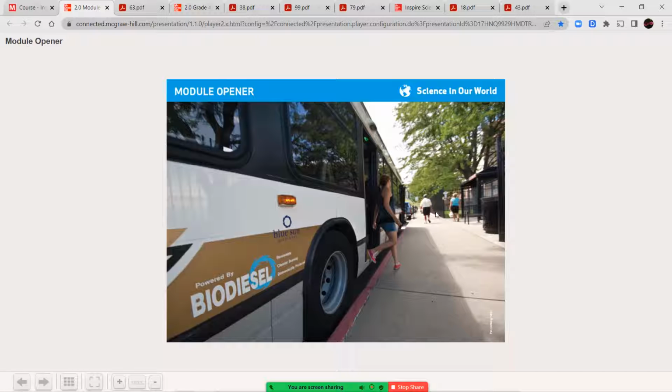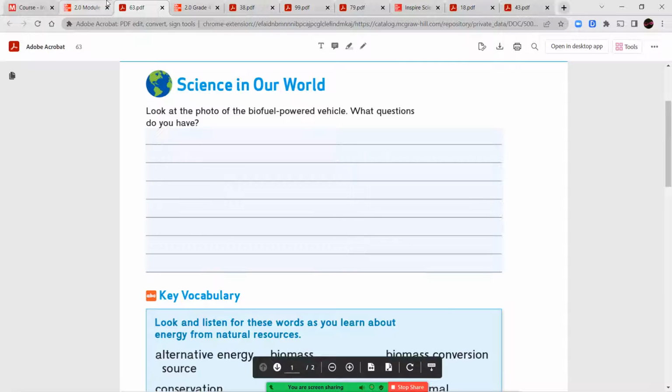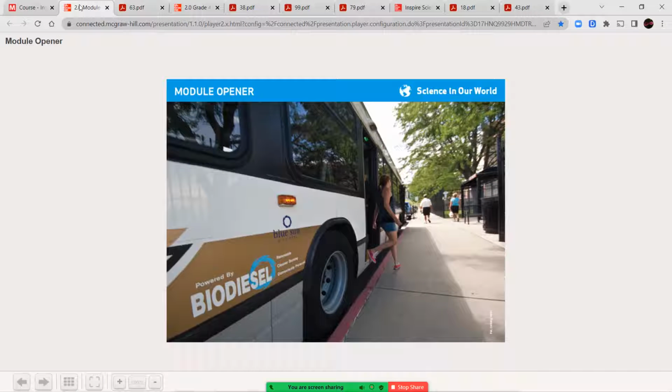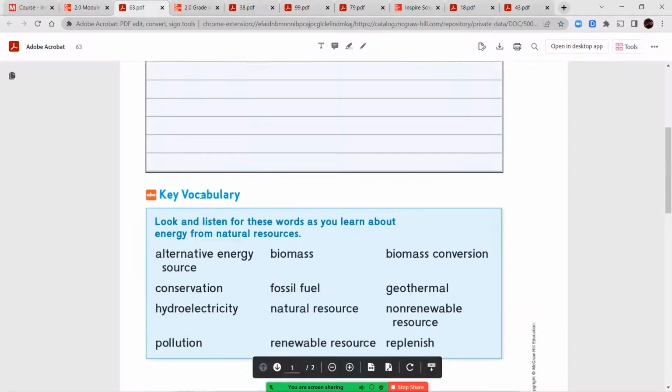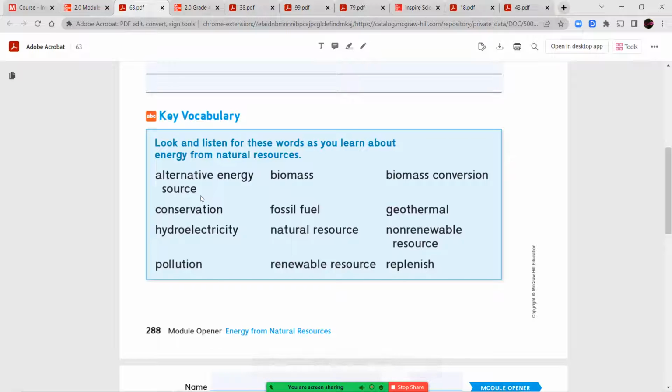So this bus is powered by biodiesel. So write down about 3 questions that you might have about this bus or about the kind of fuel it uses. Once you've completed that, I want you to take a look at our vocabulary for this module. So this is not just for lesson 1, this is for all of the lessons in module 7.